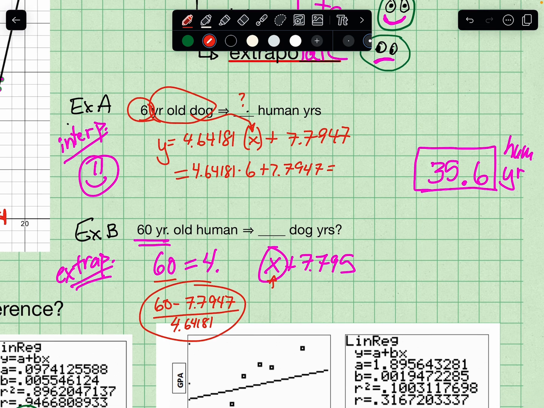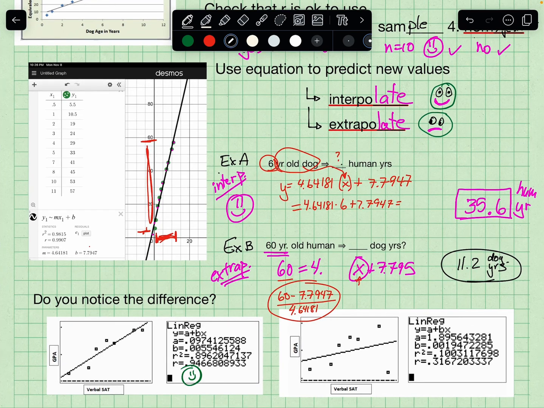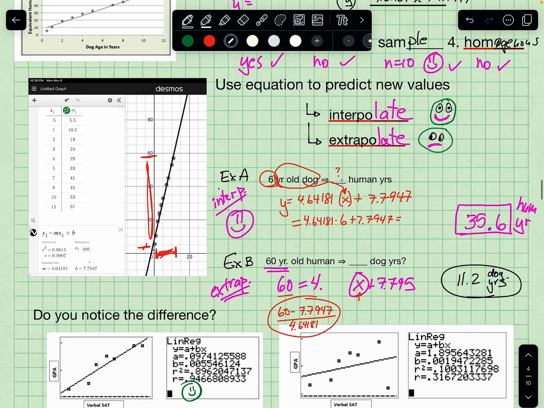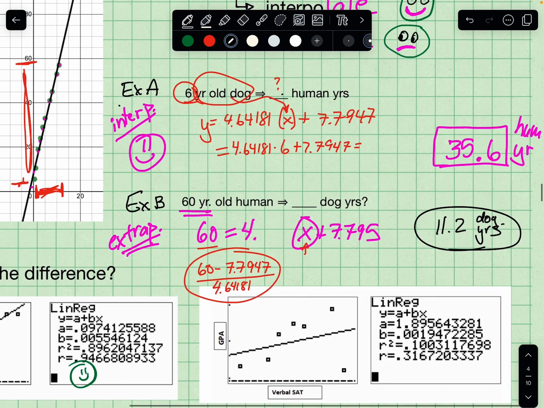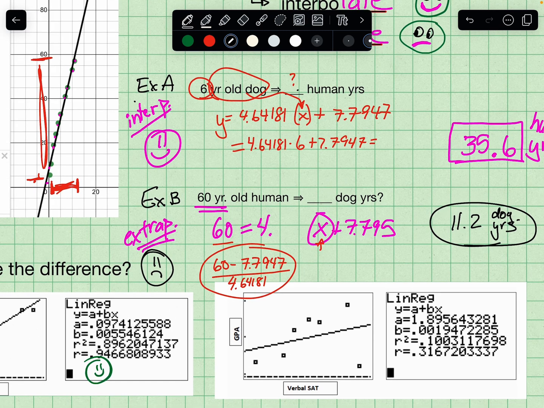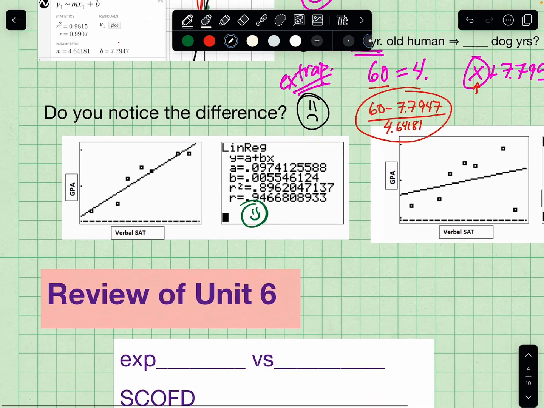11.2 dog years. Now we're on thin ice. Again, why are we on thin ice? Because we are extrapolating. So this is dog years. A 60-year-old human, like Mr. Larson, who is about 60, in dog years would be 11. All right? Again, extrapolation, muy malo, bad. Interpolation, good. Why? Because you're staying within the data range.